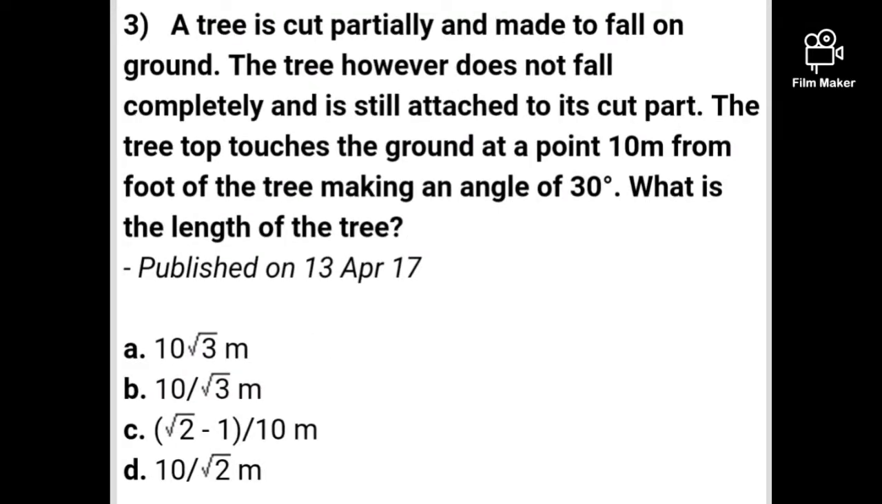So the next question is, a tree is cut partially and made to fall on the ground. The tree, however, does not fall completely when it is attached to its cut part. The tree top touches the ground at a point 10 meters from the foot of the tree, making an angle of 30 degree. What is the length of the tree? The various options are 10 root 3 meter, 10 by root 3 meter, (root 2 minus 1) by 10 meter, and 10 by root 2 meter. So let us try to solve this problem.